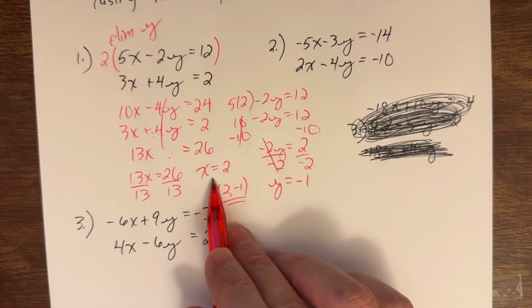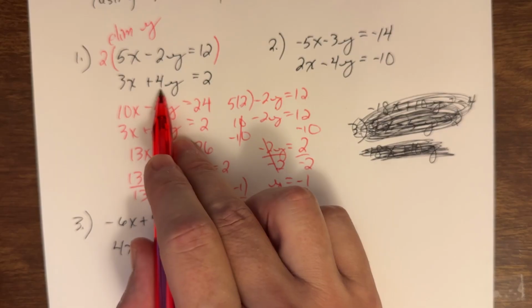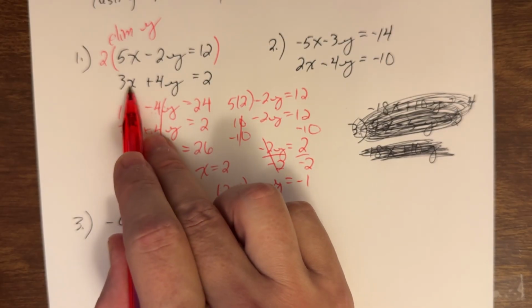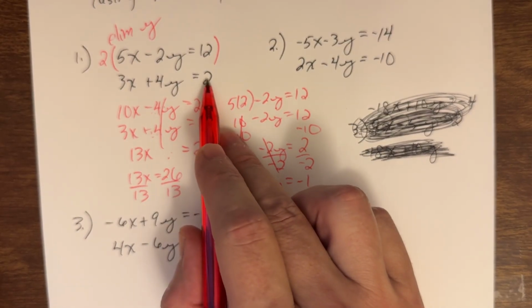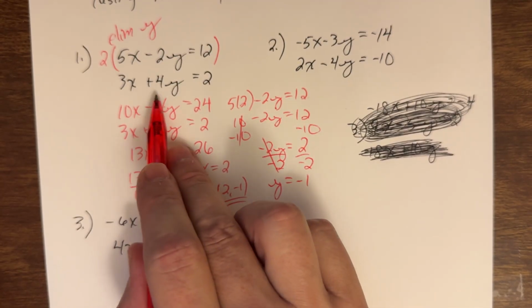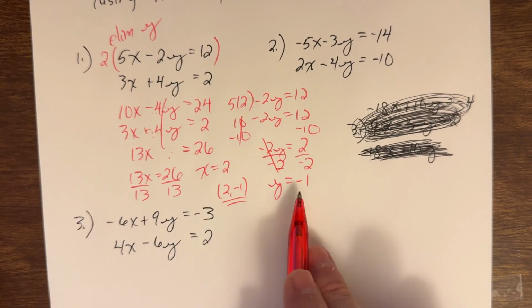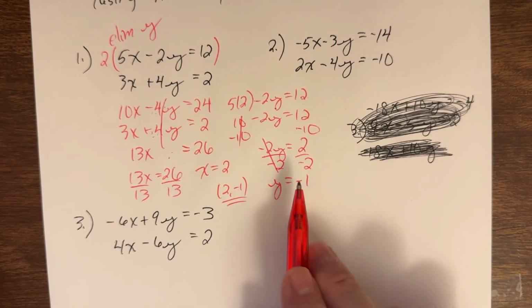Once I had the x equals 2, I very easily could have done that here. 3 times 2 is 6. Subtract the 6 to the other side. You'll get 4y equals -4. You'll still finish with y equals -1.